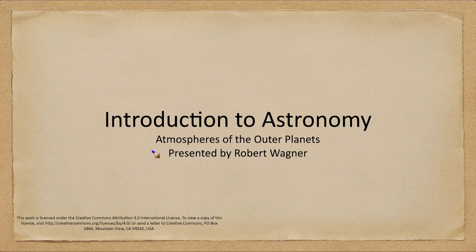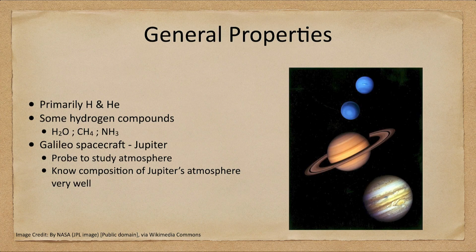In this lecture, we are going to continue talking about the outer planets and specifically focus on their atmospheres. And of course, the atmosphere is really what we see when we are looking at the giant planets. So let's go ahead and look at their general properties again. They are made up primarily of hydrogen and helium. And that's really just like everything else in the universe.